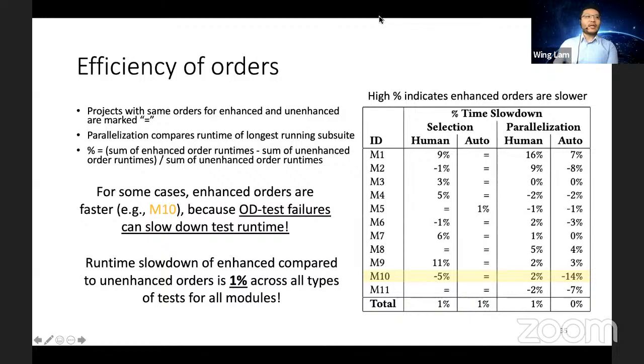Overall, we find that the runtime slowdown of these enhanced orders compared to the unenhanced ones is only about 1% slower across all types of tests for all of the modules.